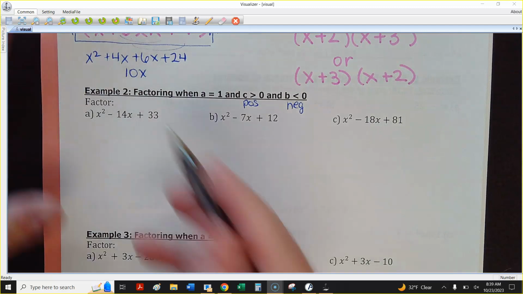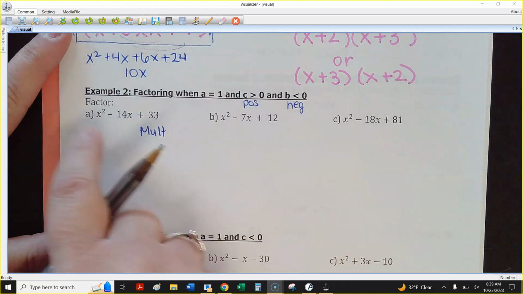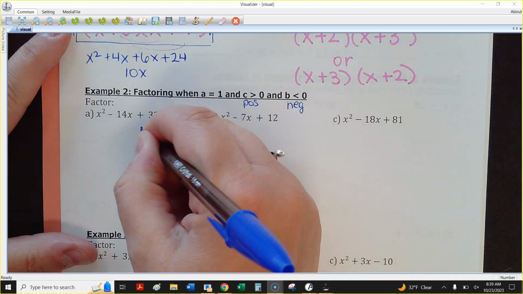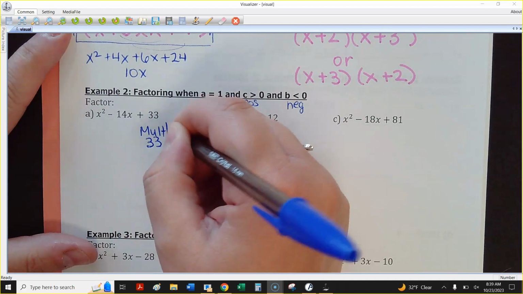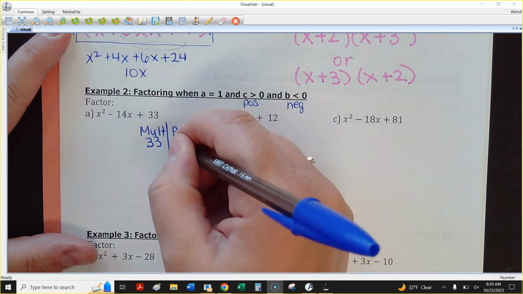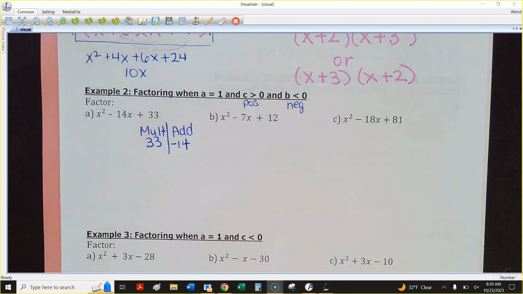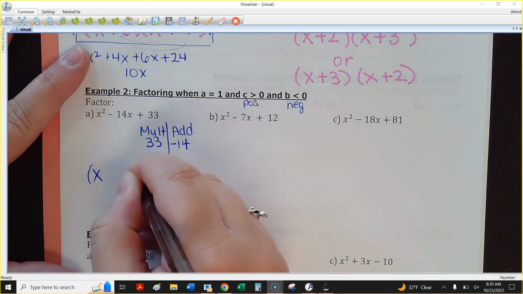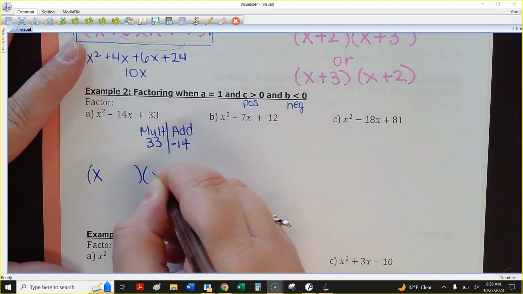So I'm going to multiply just 1 times 33. So I'm going to multiply to get 33, and I'm going to add to get the number in the middle. And when we start having negatives for these, you kind of have to experiment a little bit, maybe, with should the factor be positive or negative. So same thing, I'm going to just draw my little parentheses here, and I'm just going to start each of them out with an x.